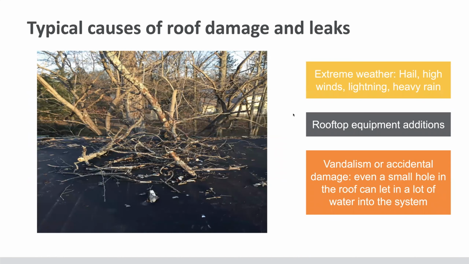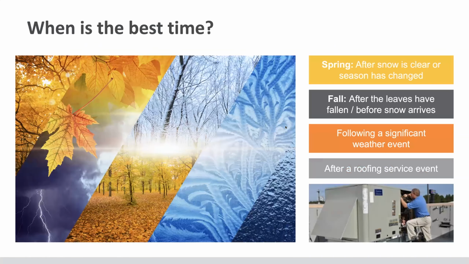Typical things that we see that cause a lot of the standard damage are extreme weather events, hail, high wind events, things like that, followed by a lot of water coming in. Anytime you have service on your roof with your air handling units or other installations, it's a good time to take a look at the roof. And unfortunately, vandalism and some of the other accidental damage that occurs up there.